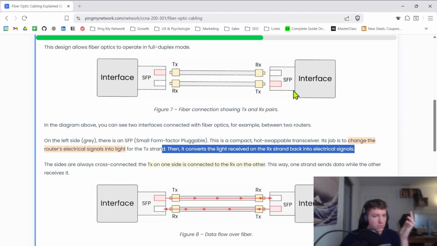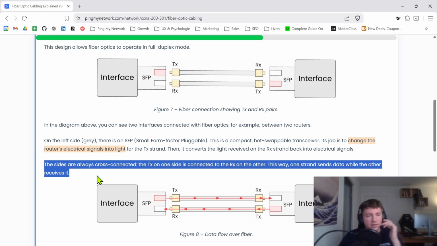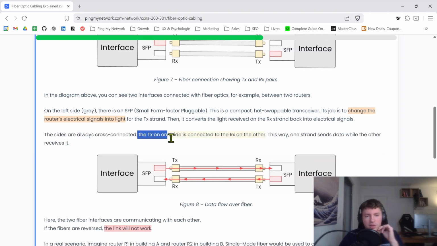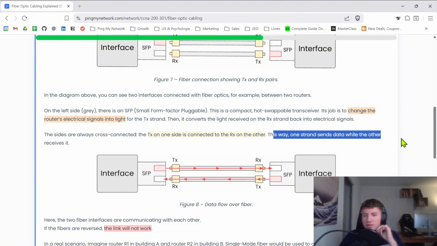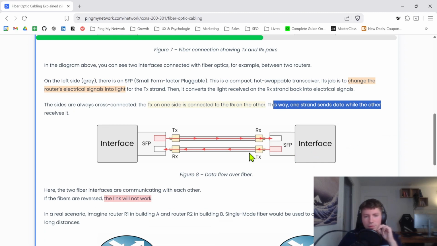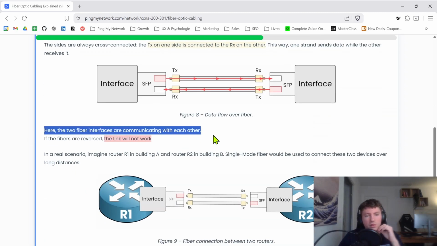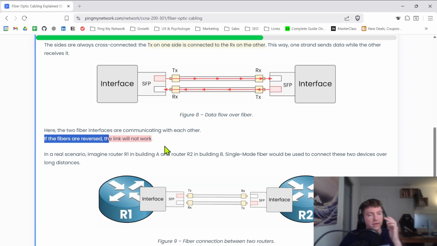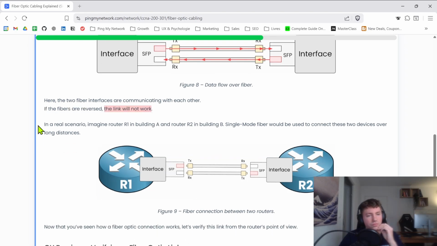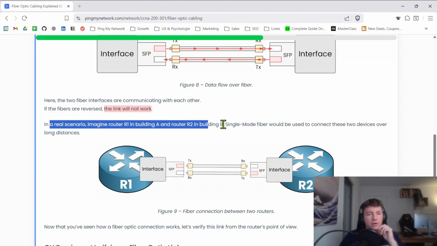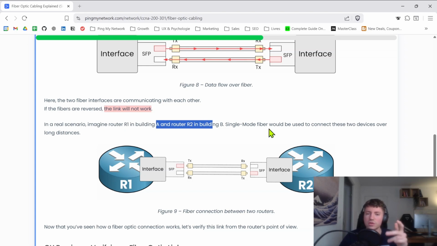The sides are always cross-connected. The TX on one side is connected to the RX on the other. This way, one strand sends data while the other receives it. Here the two fiber interfaces are communicating with each other. If the fibers are reversed, the link will not work. In a real scenario, imagine router 1 in building A and router 2 in building B. Single mode fiber will be used to connect these two devices over long distance.